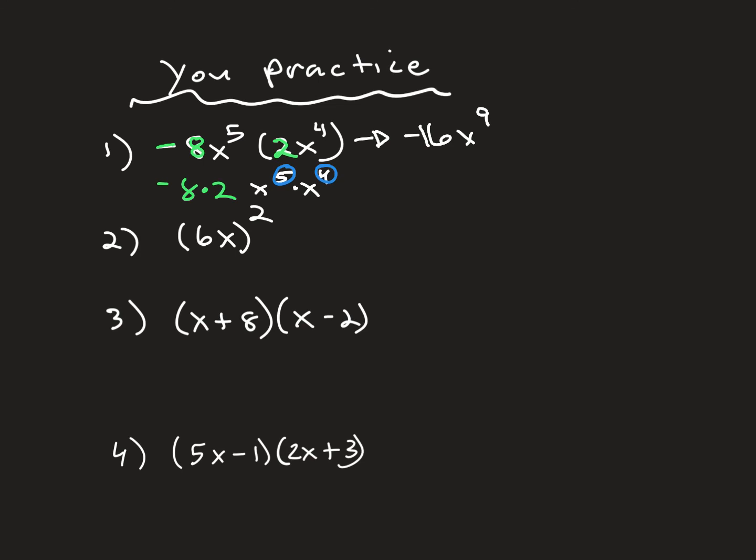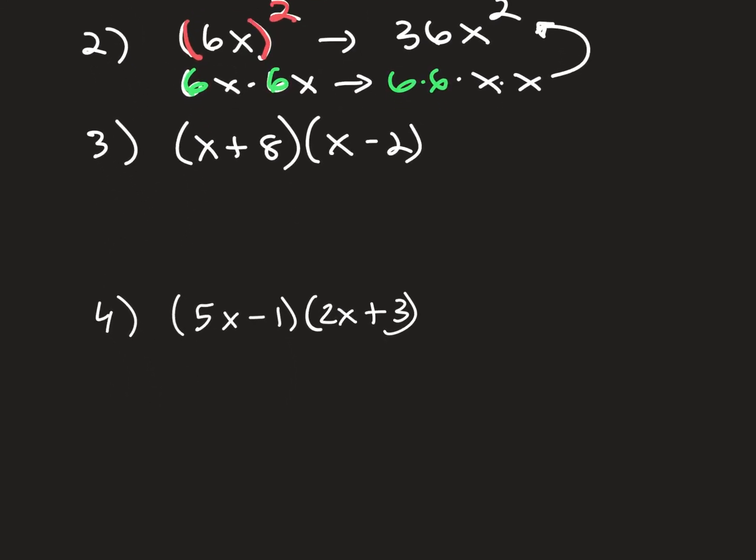What about number 2? Did you get 36x squared? Let's see why you should have gotten that. Remember, 6x is being squared, which means another 6x times another 6x. So we are multiplying the coefficients 6 times 6 together, and then we are multiplying the variables x times x, and that is why you should have gotten 36x squared. Let's look at number 3.